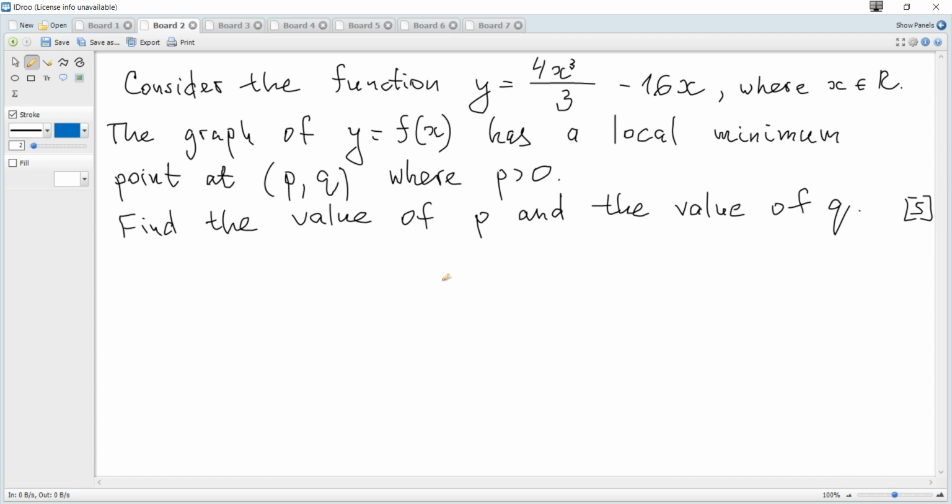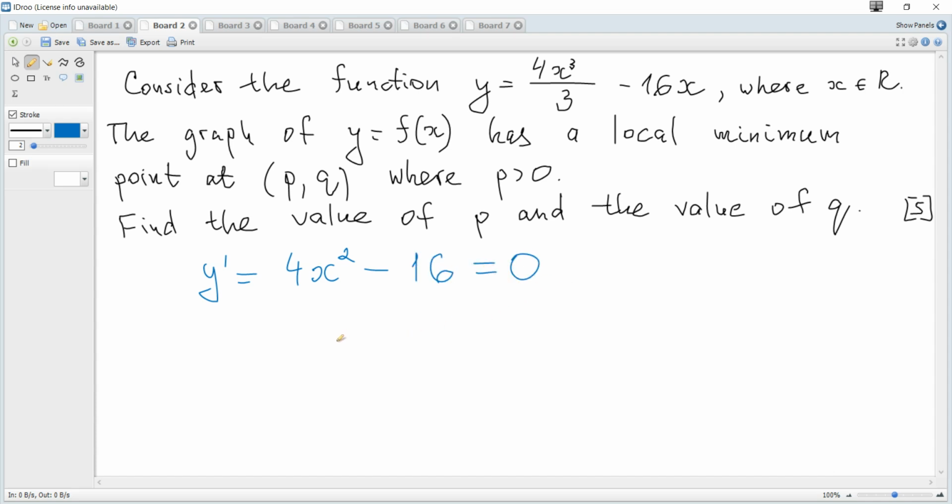To find the local minimum or local maximum, also called the turning point, we should find the derivative and then equate it to 0. So let's find the derivative. The derivative of x cubed is 3x squared. The 3 cancels, so it becomes just 4x squared, minus the derivative of 16x, which is just 16, and it should be 0.